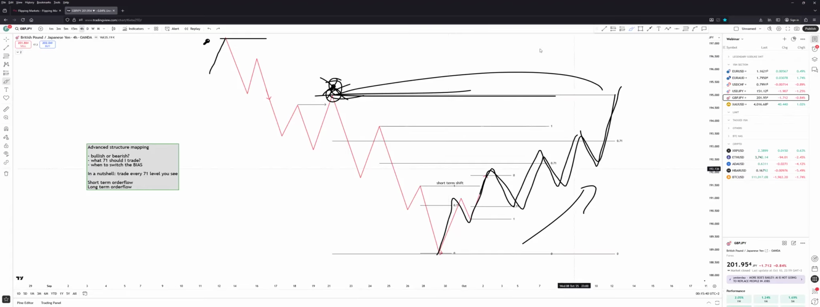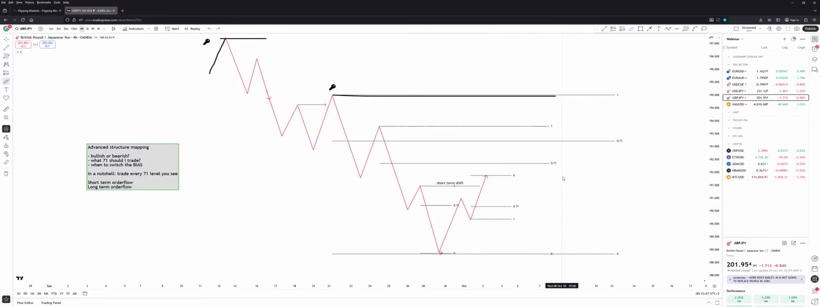But now everything right here was ideal. But let's take a look at not ideal scenarios, what you can do, because things can mess up and lots of other 71 levels can be printed and you can get confused even with this structure mapping technique. So let's just say that price broke the last recent high point again. And now, after pulling out this bullish Fibonacci, it retraces back down to the 71 level.